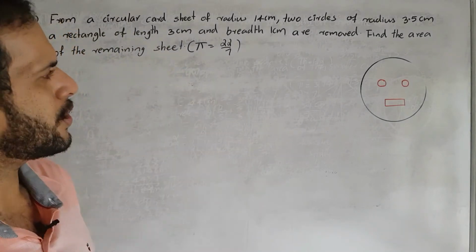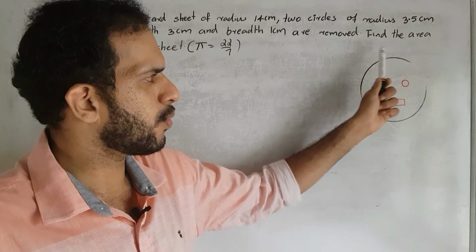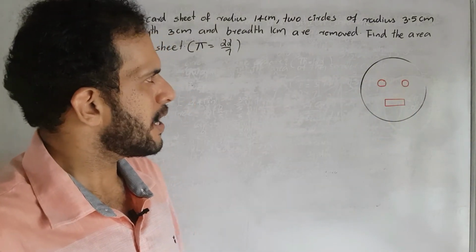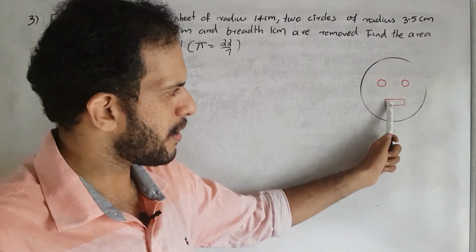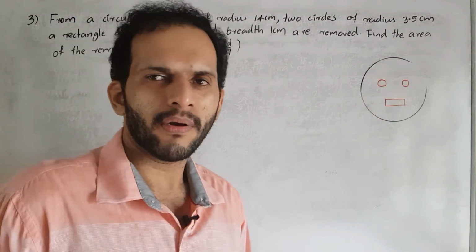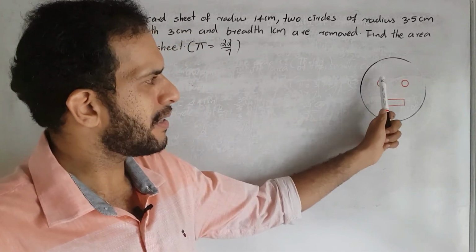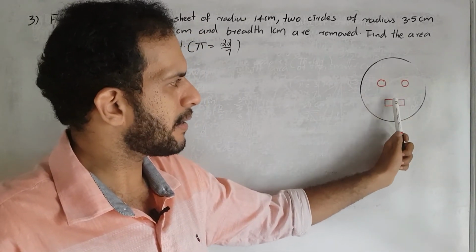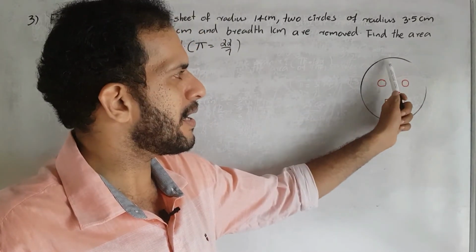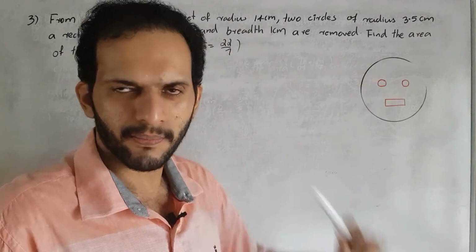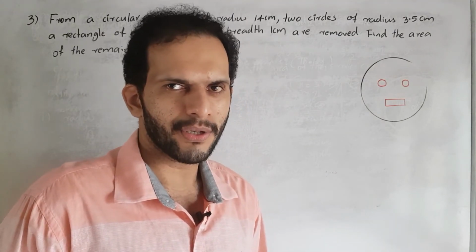The area of the remaining sheet is equal to the area of the circular sheet minus the area of the two smaller circles and the area of one rectangle. That means we add the areas of these two circles and the rectangle, then subtract the result from the area of the larger circle. Okay, then we get the area of the remaining sheet.